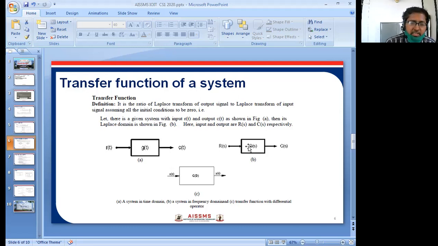And in the differential operator, if you want to define it, then it can be x of t, then the gain g of t, then y of t. So these are systems that can be defined in terms of the time domain, frequency domain, or in terms of the differential operator domain.